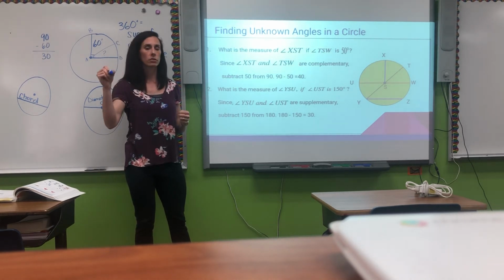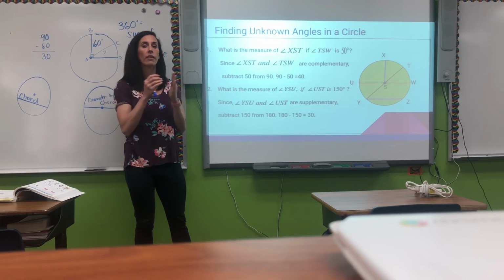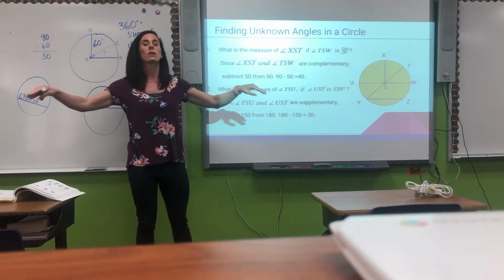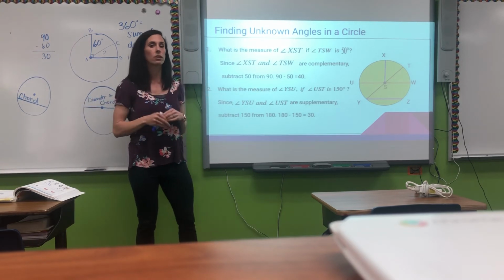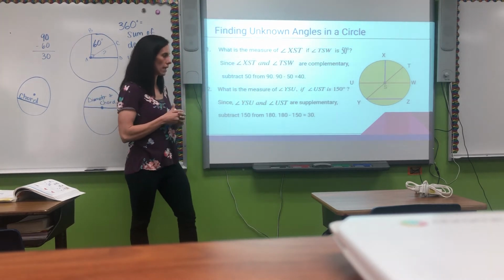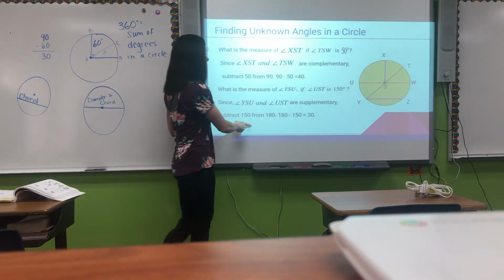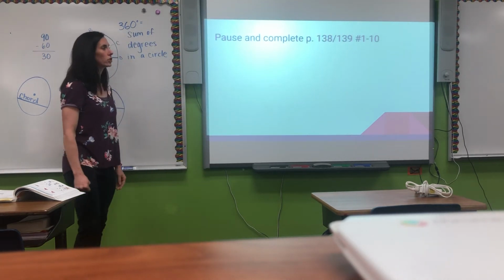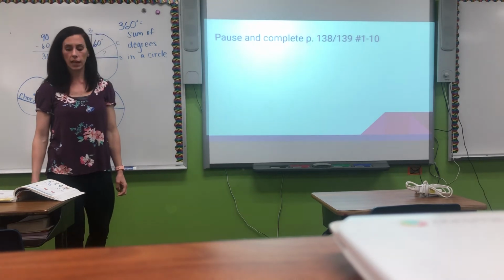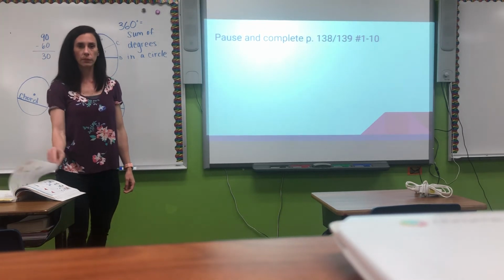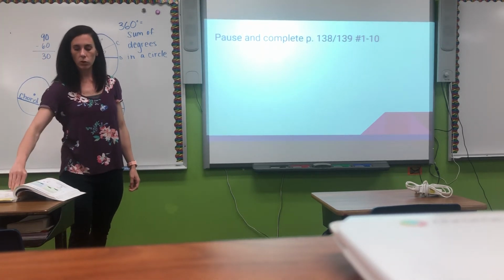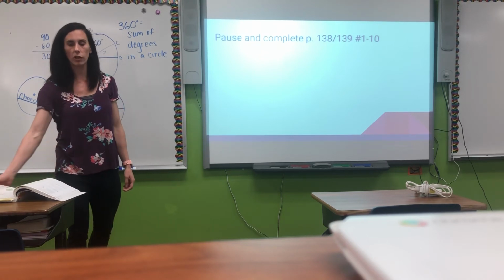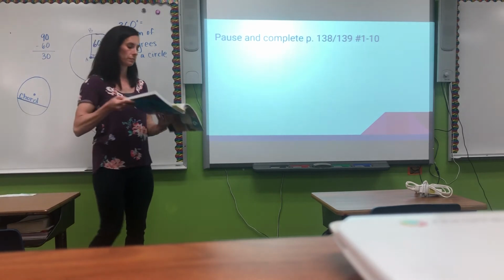Right angles, complementary, together they add up to 90. Straight line, supplementary, together they add up to 180. All right, pause the video, and I would like you to do pages 138, 139, 1 through 10. Come back, and we will go over this together. Notice that we skipped a page, so make sure you're on the page with the circles.